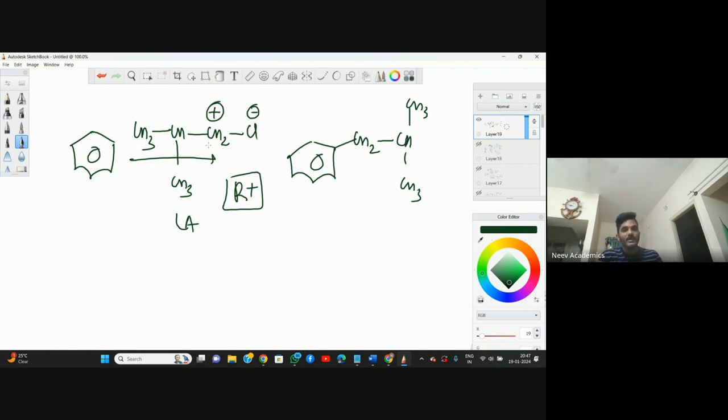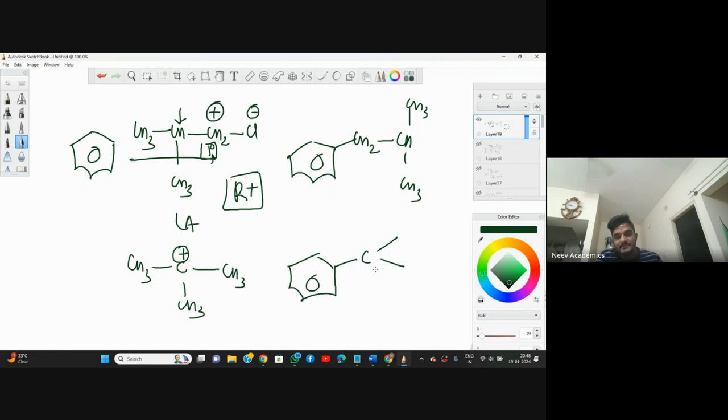So whatever carbocation we have got, it is a primary carbocation. So we have to do which shift? Hydride shift. So this hydrogen can be shifted. Correct or not? On shifting that, we'll get CH3, C, and here CH3. And here CH2 plus will become CH3, and this carbon will get a positive charge. Now it is attaching on the benzene ring as CH3. Understood or not?